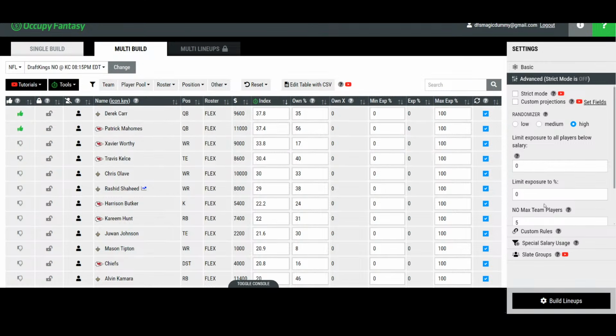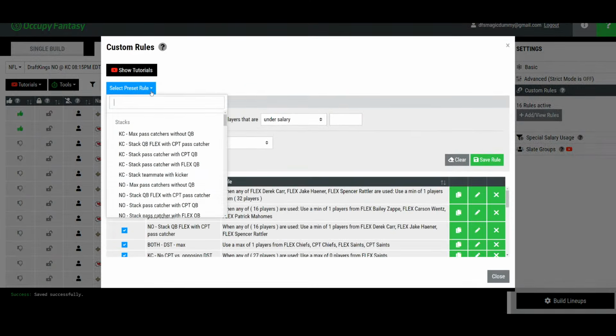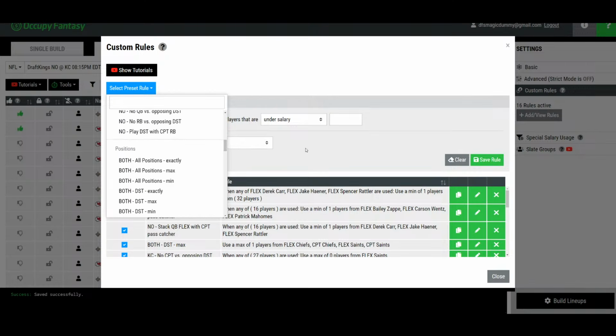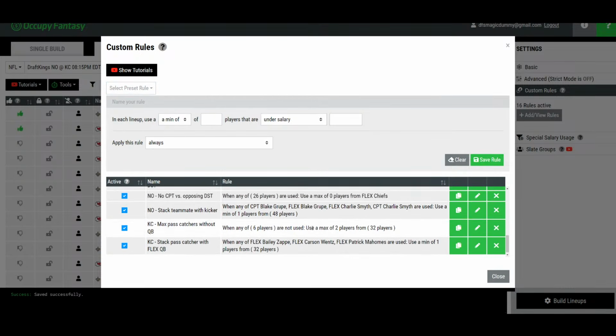Now, what I've gone in and done, the custom rules section. We have all these preset rules in the builder. And again, these are rules that we were just talking about when we were hand building. But now, the lineup builder allows you to go ahead and implement all these rules automatically. So I've gone through and done, I don't know, what does it say? 16 of the rules I want. Pairing pass catchers with quarterbacks. Not playing defenses against captains. What else we got? Not playing too many opposing players versus defenses, et cetera.